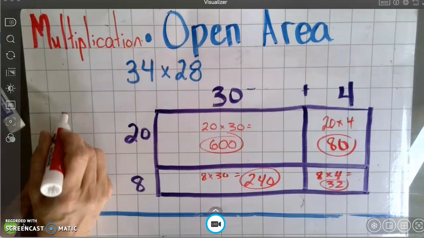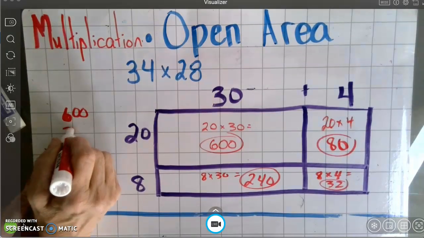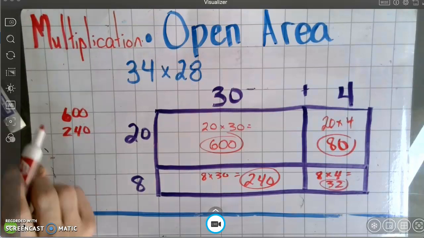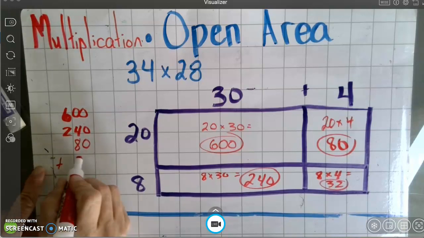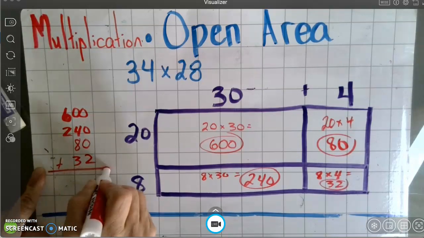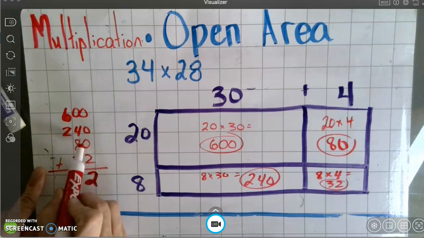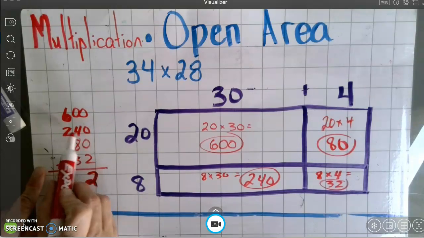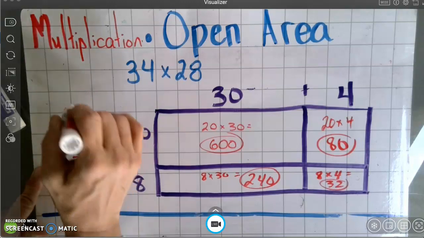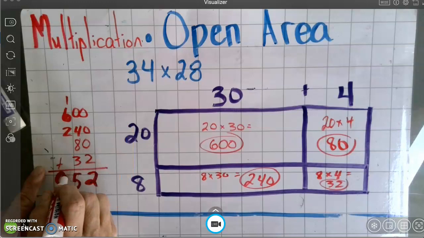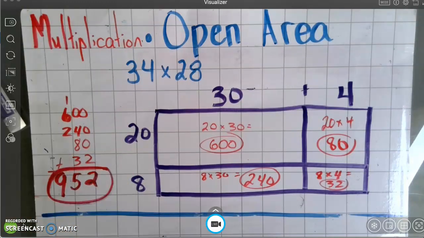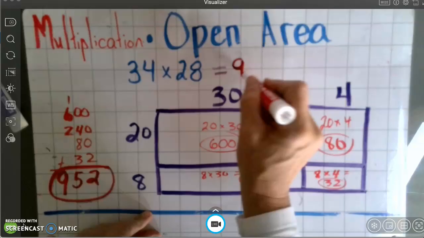Now I'm going to take the area of each of these little sections and add them up. So I have 600. I like to do large numbers first and then go down to the smallest. 80 plus 32. So 2, 8, 9, 10, 11, 12, 13, 14, 15, 6, 7, 8, 9. So my answer is 952 for 34 times 28. Yeah?